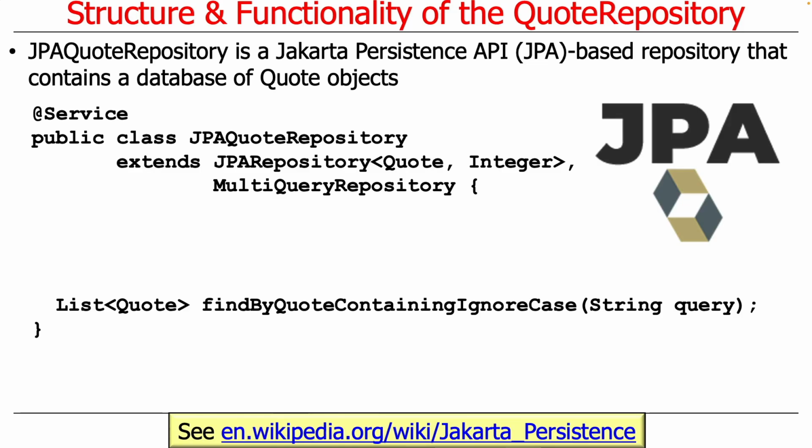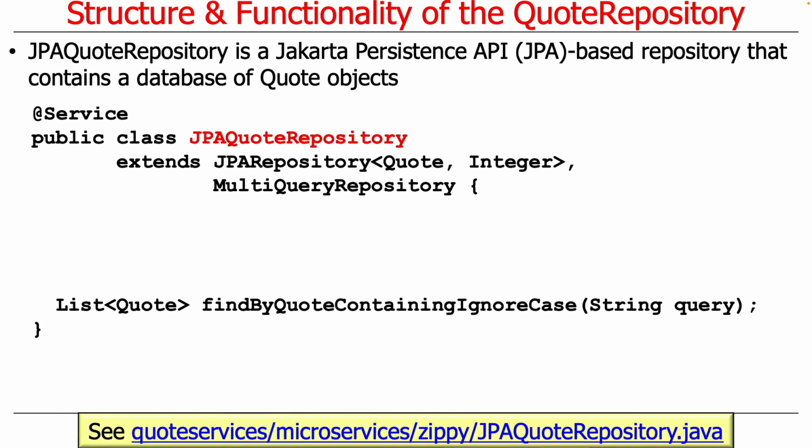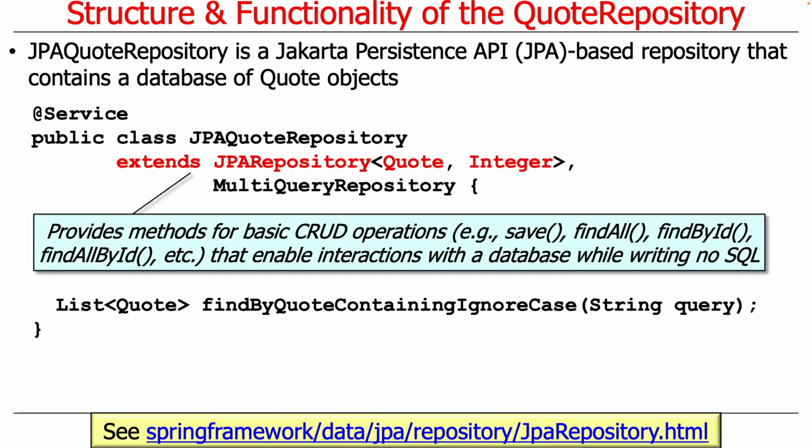Now let's talk about something in a little bit more detail, and we're going to add a new twist to it. So we have this thing in this Zippy application microservice called the JPAQuoteRepository. And that's basically a Jakarta Persistence API-based repository that contains a database of quote objects that we can query in various ways. And you can see here there's the JPAQuoteRepository. You can see where you can find it. And it extends an interface that comes out of the box with the JPA called JPARepository.